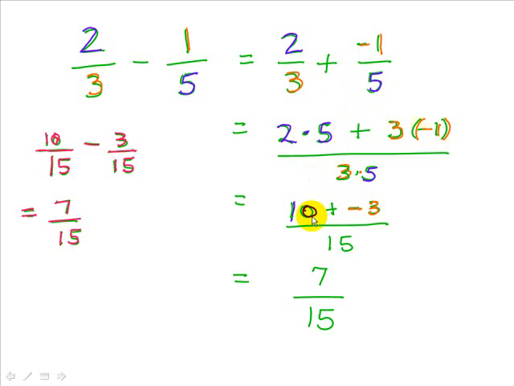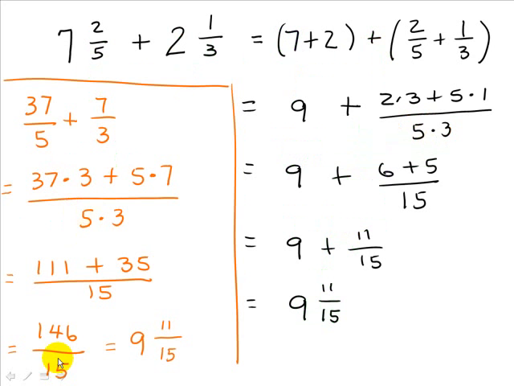So 2 times 5 is 10. We're going to add that to 3 times the -1, which is -3, and then multiply 3 times 5, which is 15. And finally, we're going to add up 10 plus a -3, which is 7, all over 15. Again, on the left in the red, I went ahead and changed 2/3 into 10/15, and I changed 1/5 into 3/15 to show you that 10 take away 3 is 7, all over 15, and once again, we get the same answer, which is a good thing.